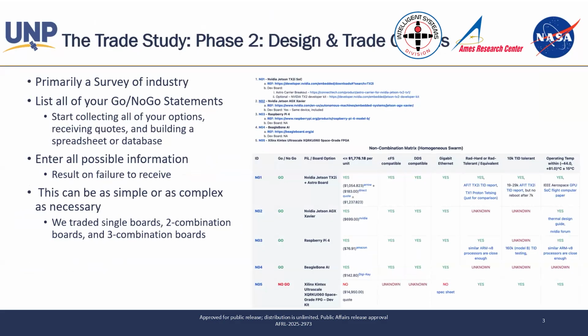In this case, I think we had over 70 total trades. So I'm showing you a few of the options. But here we have a list of processors, whether they met our go and no-go, and then we've got some of our go and no-go statements there.